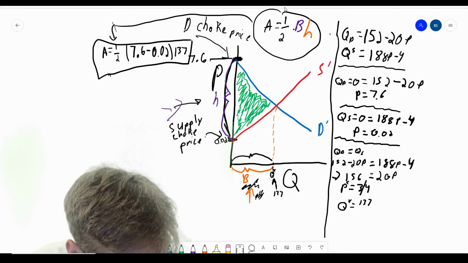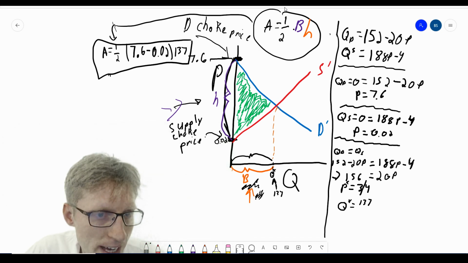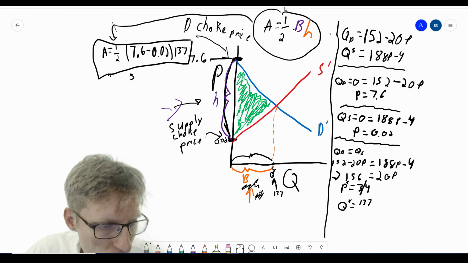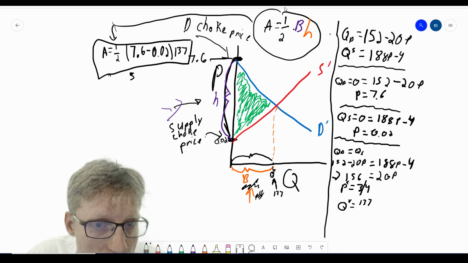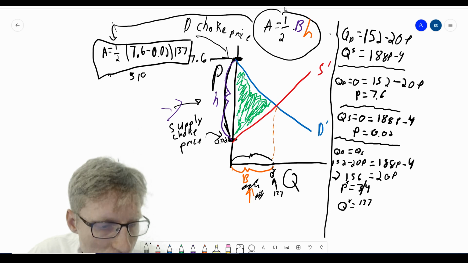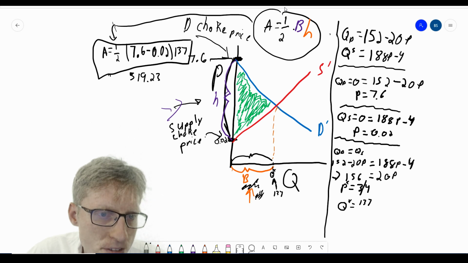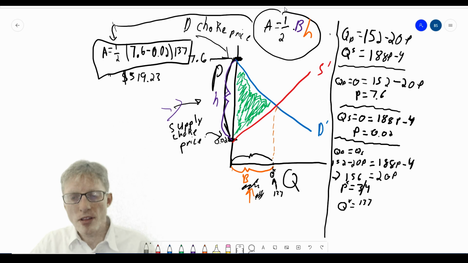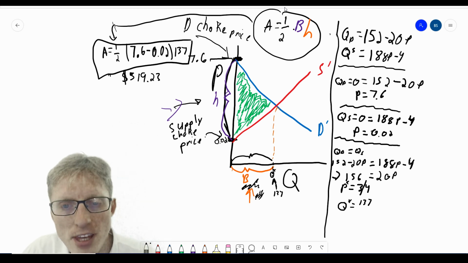And if you were to simplify that, plug it into a calculator or Excel or something like that, you would get that it's equal to 519 and about 23 cents. So we can add a dollar sign here. So this is the total surplus in this market.